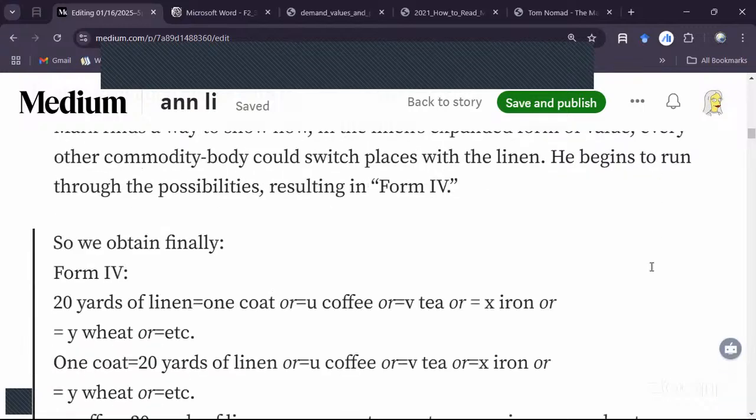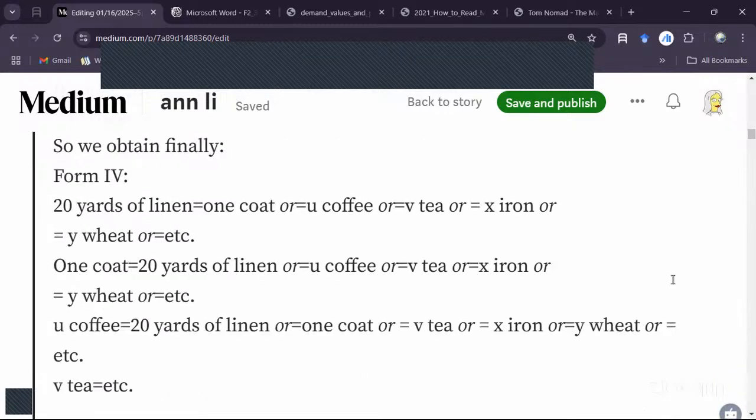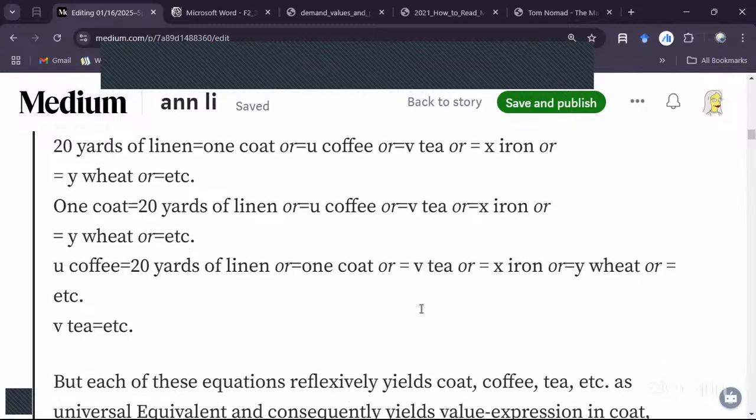So we finally obtain, this is the Marx text, form 4: 20 yards of linen equals 1 coat, or equals U amount of coffee, or V amount of tea, or X amount of iron, or Y amount of wheat, etc. 1 coat equals 20 yards of linen, or U times coffee, V times tea, or X times iron, or Y times wheat, etc. U times coffee equals 20 yards of linen, or equals 1 coat, or V tea, or X iron, or Y wheat, etc.